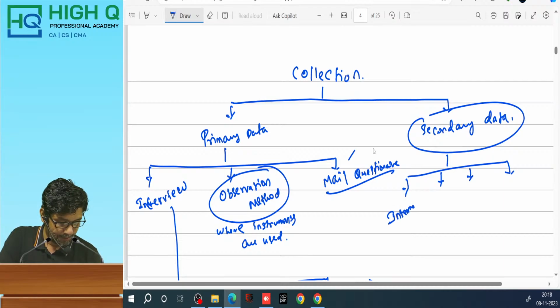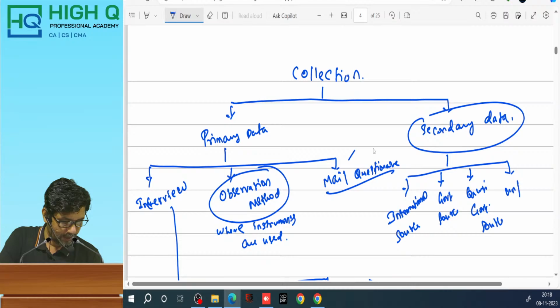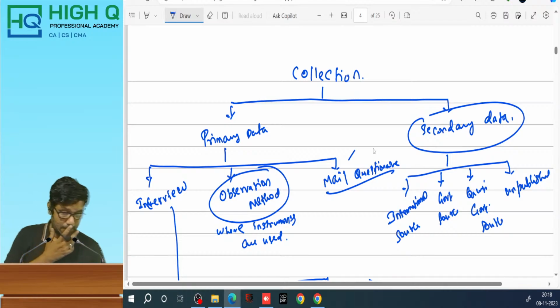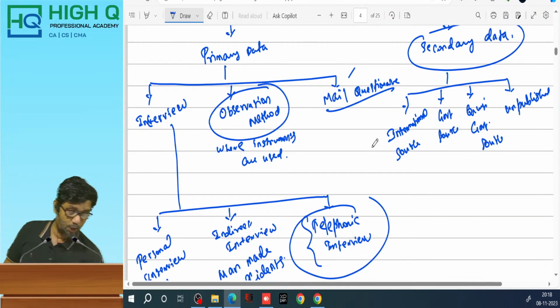International source, government source, quasi-government source, unpublished data. Guys, you understand or not, my dear? So these are the 4 methods: international source, government source, quasi-government source, unpublished data.